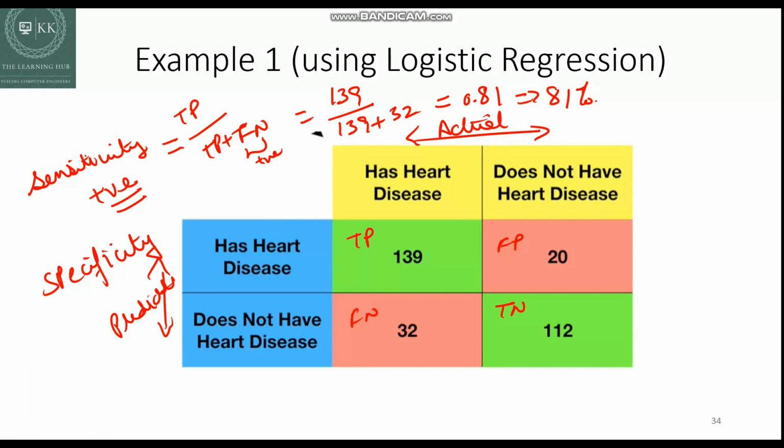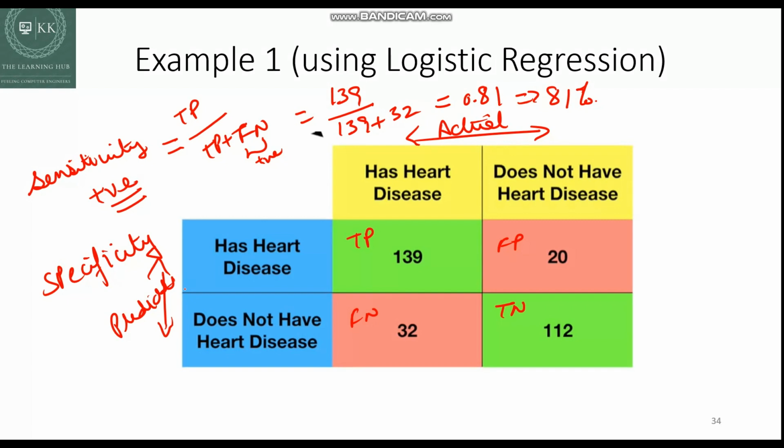Now let's understand what it means. Sensitivity tells us, for the confusion matrix of logistic regression, that 81% of the people who actually had heart disease were correctly identified as positive, because sensitivity works on positives. So 81% of the patients who actually had heart disease were predicted as positive. Fine. So you can say 81% accuracy.